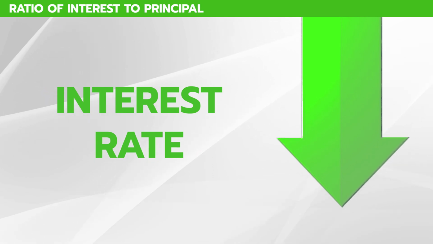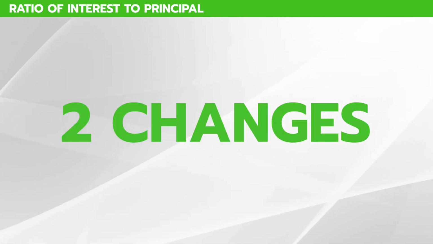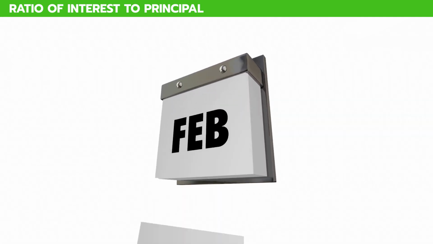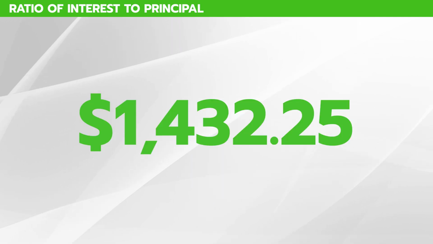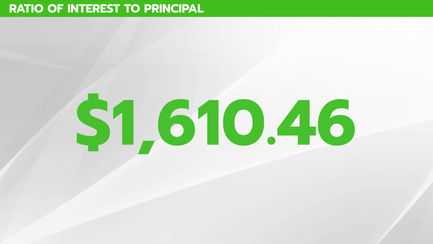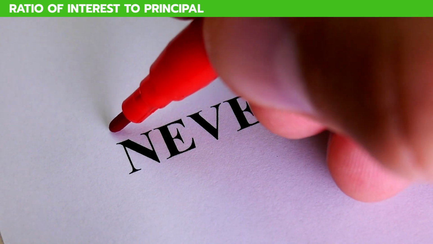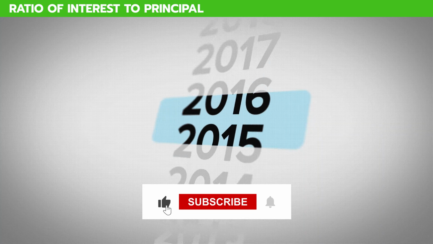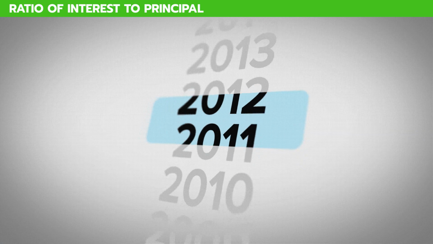Well, look at this. At 4% interest, I saw 2 changes in this situation. I've seen that the amount you pay every month that doesn't change goes down. So I'm paying $1,432.25 instead of $1,610.46. And that number never changes. Because of this, my yearly number also changes. So not only do I have to find less money every month, but I also have to find less money every year.